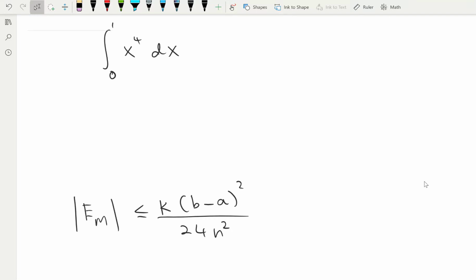Alright, hello everyone. In this video, I'm going to show you a simple example of using the error bound formula. Alright, so let's get started. Now here's the integral that I want to solve.